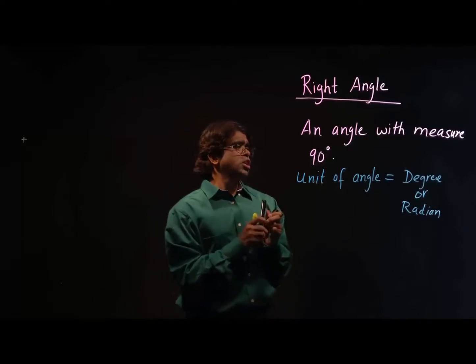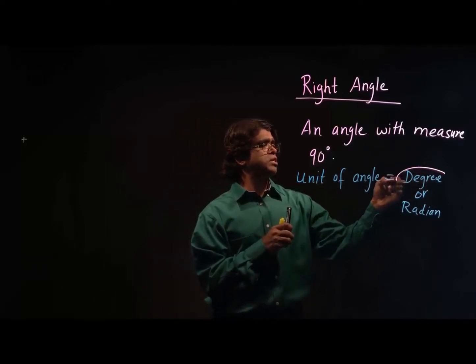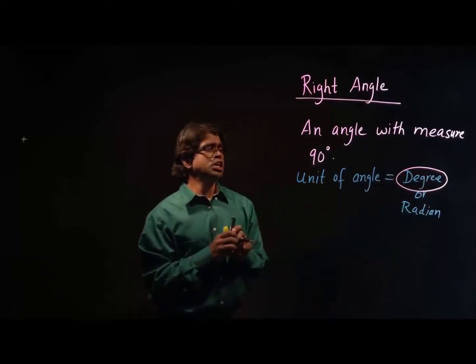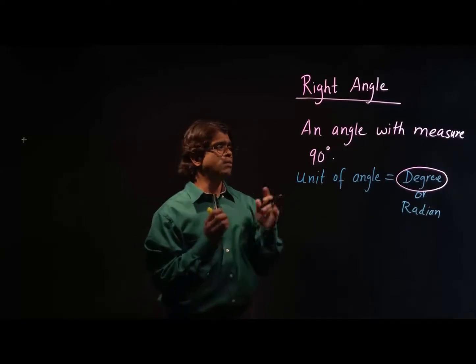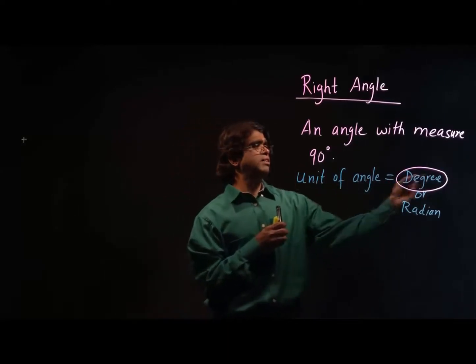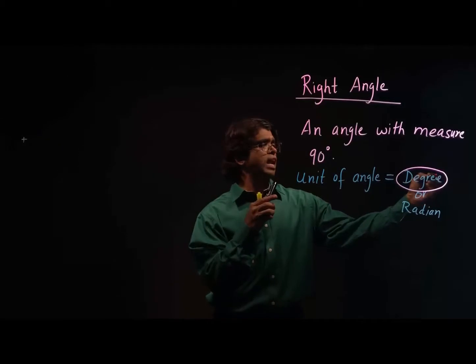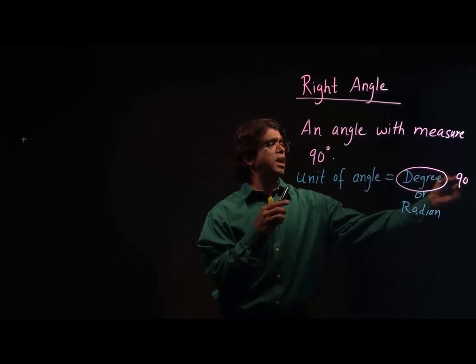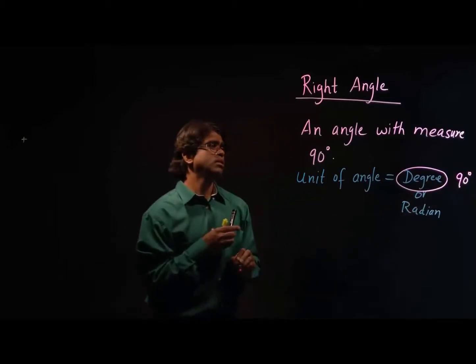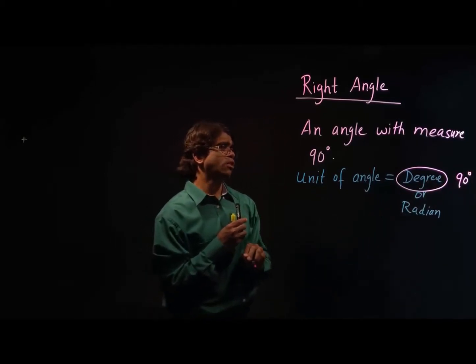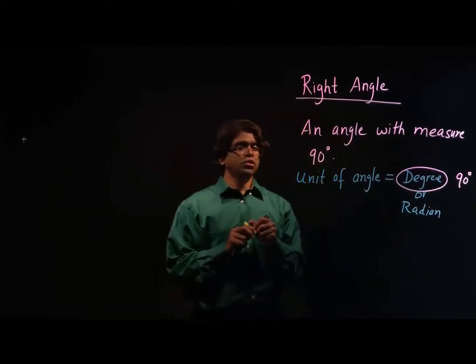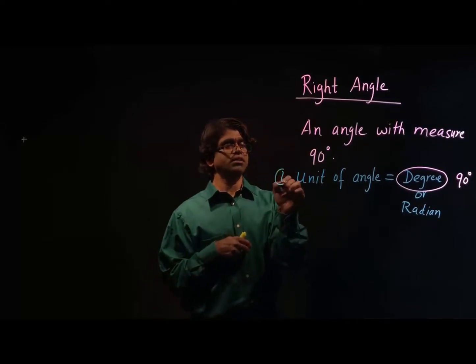The unit that we are going to use is degree, and when we talk about the degree, we will write a number. In this case, as you can see, the value is 90, and then I'm writing a 0 at the top. This is the symbol for degree. So this is our first important piece of information.